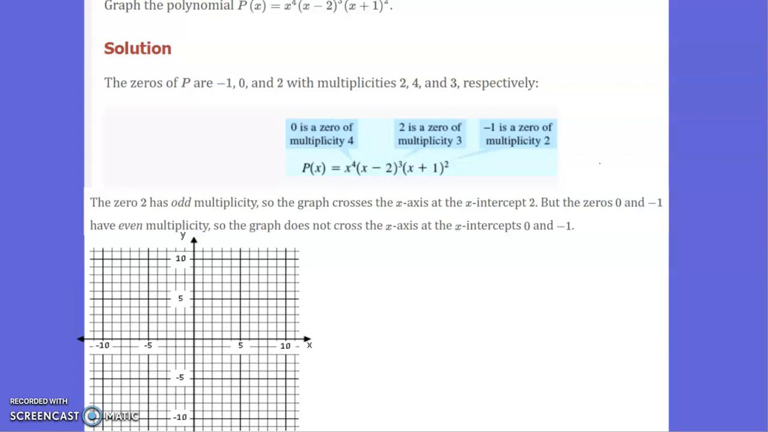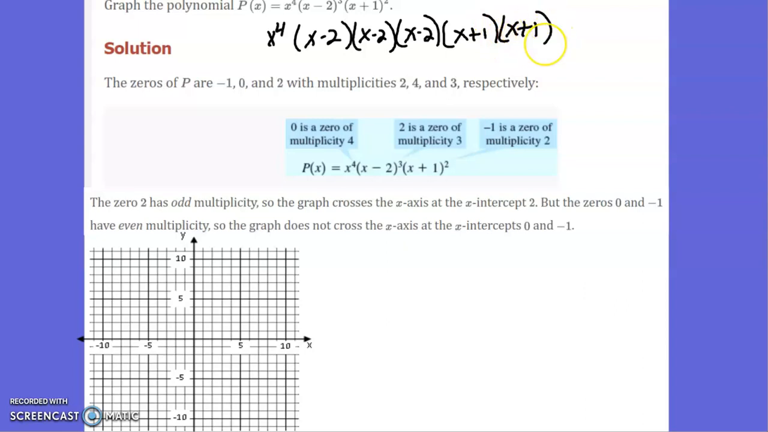If I said graph this polynomial, notice this is quite a big polynomial. If I multiplied all this out, which I'm not going to, this is x to the 4th, and this is x minus 2, x minus 2, x minus 2, because it's to the 3rd power. And then this is x plus 1 squared, so x plus 1 and x plus 1. If I multiplied all those out, I would get a quite big polynomial, and I'm going to end up getting x to the 9th power as my leading term, with a 1 in front of it.